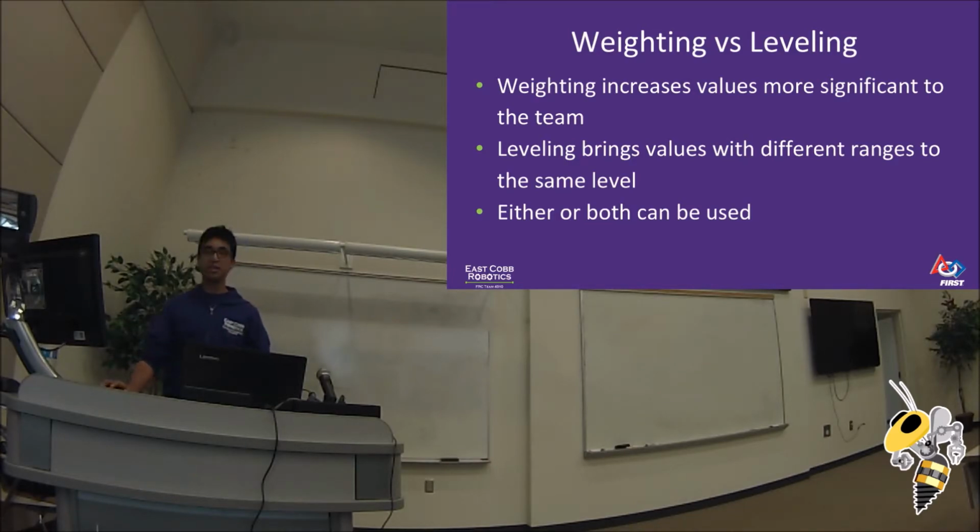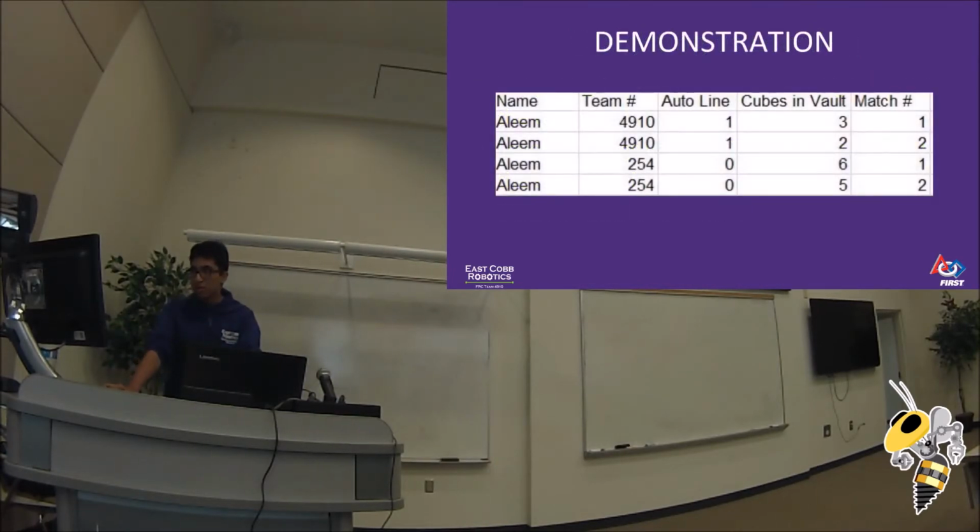So let's see this. This is our data from earlier. Pay close attention to the auto line where it's 1, 1, 0, 0. Now, say you're part of a team that thinks that auto line is more important than cubes and balls, and you want to apply a weight to it. You would multiply the values in auto line by 2 to get a weighted auto line of 2, 2, 0, 0.